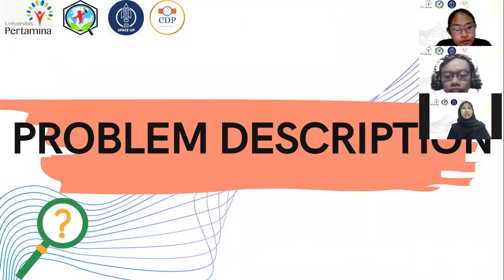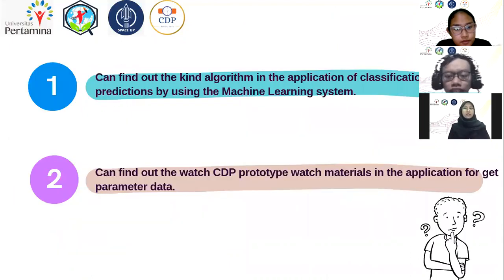Next. For the problem description, we have two problem statements. The first is to know the kind of algorithm in the application of classification for COVID-19 prediction by using a machine learning system. And the second is to find out this technology, or WhatCDP prototype materials, in the application to get the parameter data.